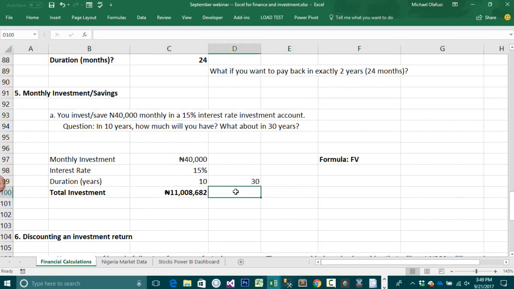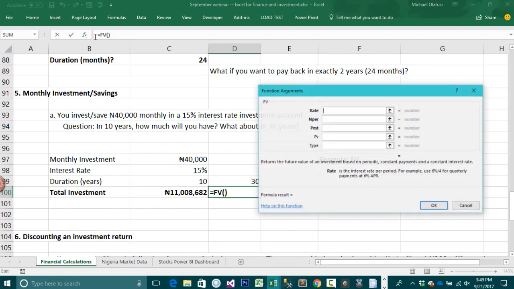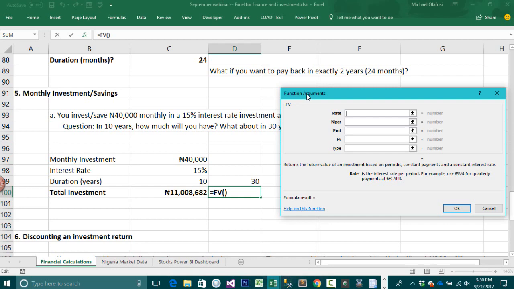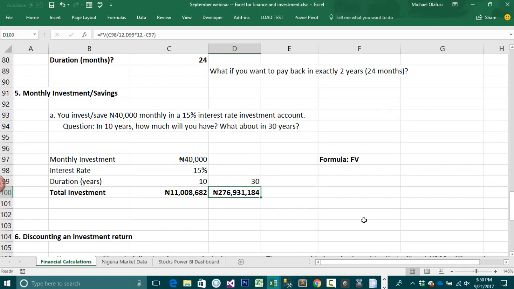So let's now talk about what if it was 30 years. The same situation, but now after 30 years, what will the money have amounted to? So 15% interest rate, which is annual, I divide it by 12 to get the monthly rate, and then I'm saving for 30 years. So 30 times 12, because we have 12 months in a year, and then once again I'm saving 40,000 every month. So that is it, and then I do okay, and see the huge difference.